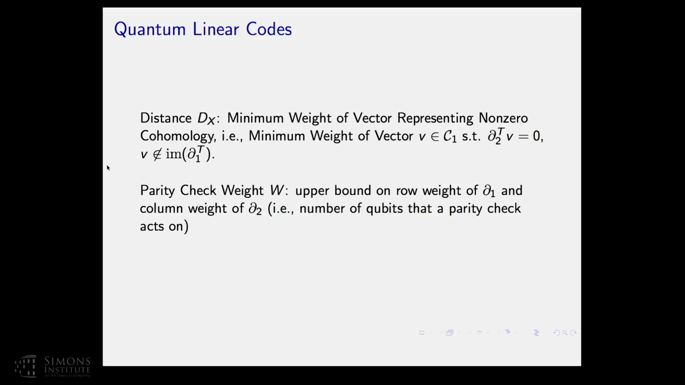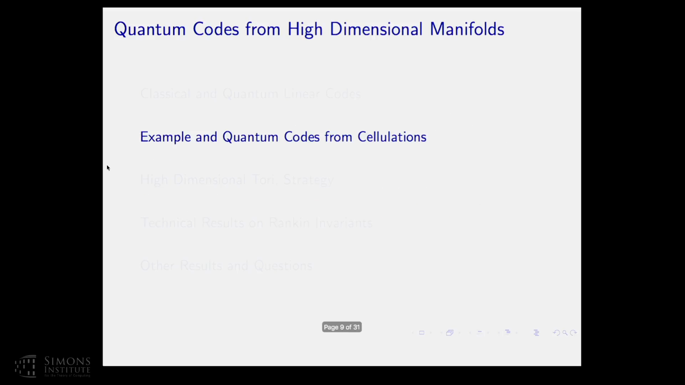So you want both these distances to be large. The distance of the code is the minimum of these two. You want both of them to be large. You want to correct well against both errors. And the weight of the code, the weight of the checks, is just the row weight of this grad 1 and the column weight of the grad 2. And we want that to be small. We want the weight of the code to be small. So that's a quantum code.